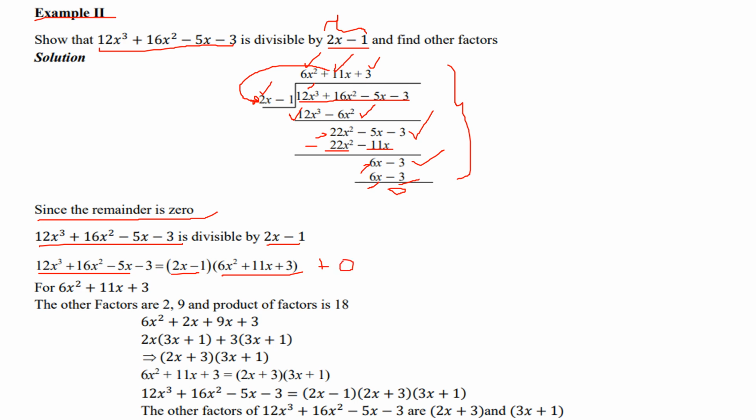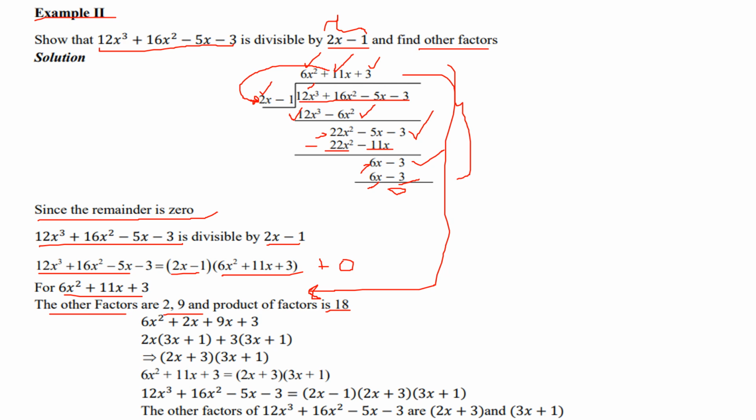So the quotient, now they told us to find other factors. Finding other factors, you have to deal with the quotient so that you can find other factors or roots of the function. So to find other factors, you have to prime factorize. So you get the function which you have got in your quotient, and then you deal with it using prime factorization, which you have been studying ever since O level. So we are seeing that the other factors are 2 and 9, and product of factors is 18.